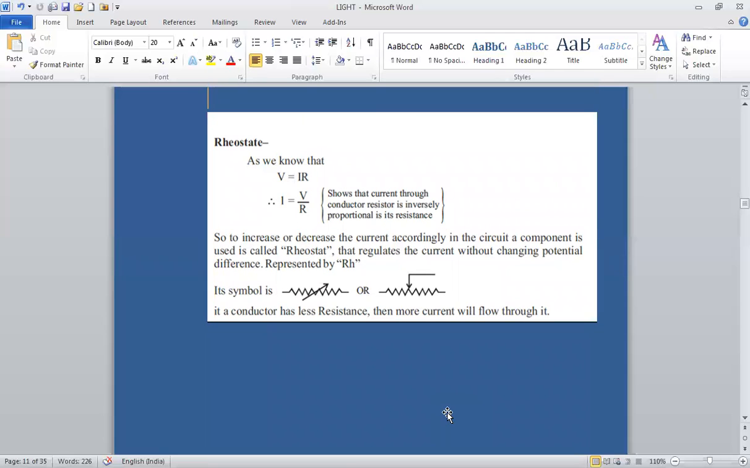And rheostat: we all know V is equal to I into R, I is equal to V by R. So to increase or decrease the current accordingly in the circuit, a component is used which is known as rheostat, that regulates the current without changing potential difference. It is represented by RH. Its symbol is this. It is a conductor, has less resistance, then more current will flow through it.